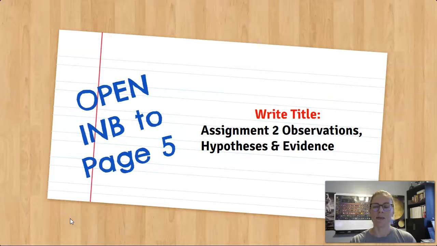So on page 5 of your interactive notebook, and if you are in periods 1 and 3, this will be a little bit different from what you saw, but we saw in those class periods that the slides didn't work very well, so we're switching over to the notebook. All right. So you can open your interactive notebook to page 5, and you're going to title that page Assignment 2, Observations, Hypotheses, and Evidence.